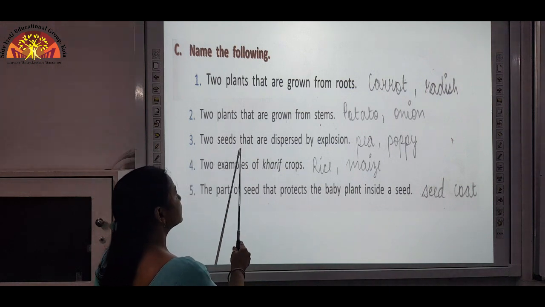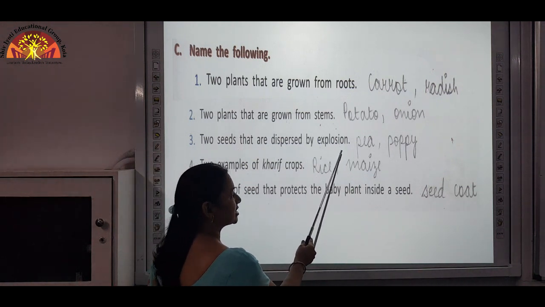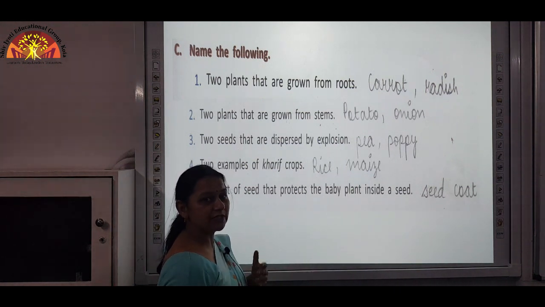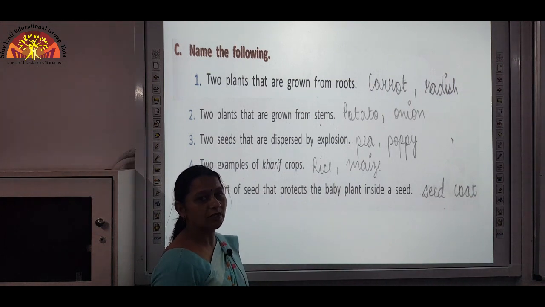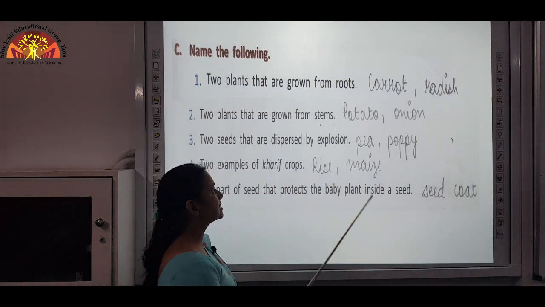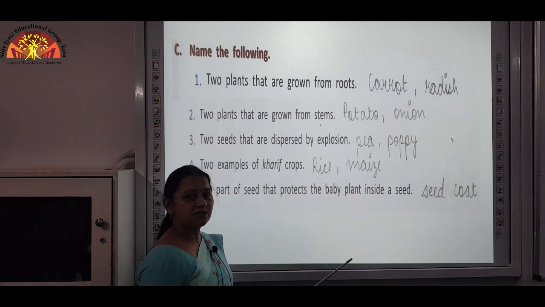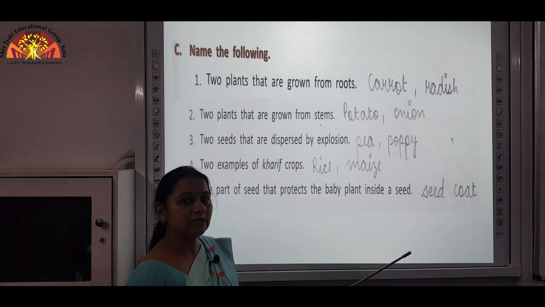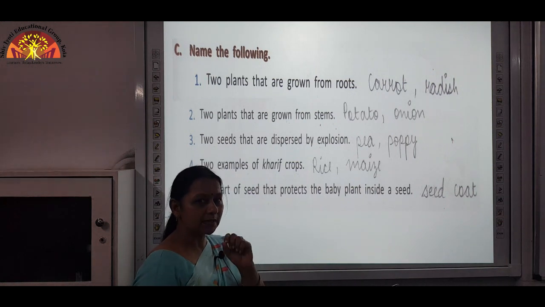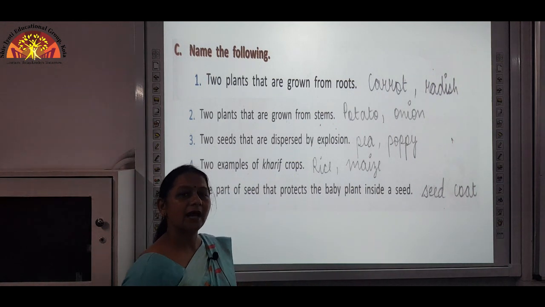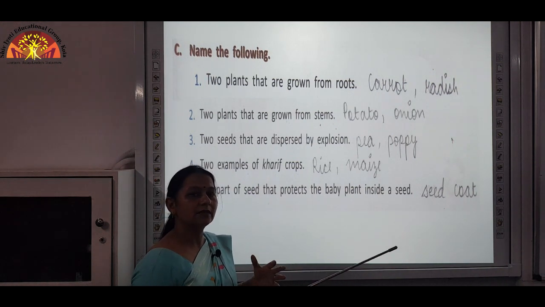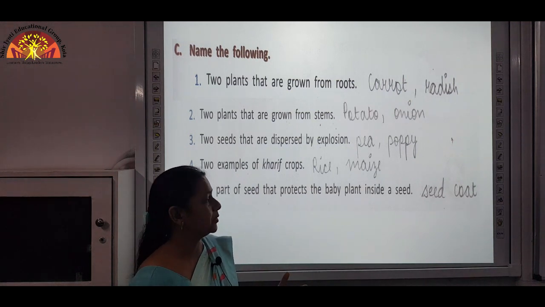Okay. Two seeds that are dispersed by explosion. When we did dispersal by explosion, we took up two examples of these seeds, pea and poppy. These seeds are dispersed when the fruit or the plant bursts and the seeds are exploded out; they are dispersed by explosion.